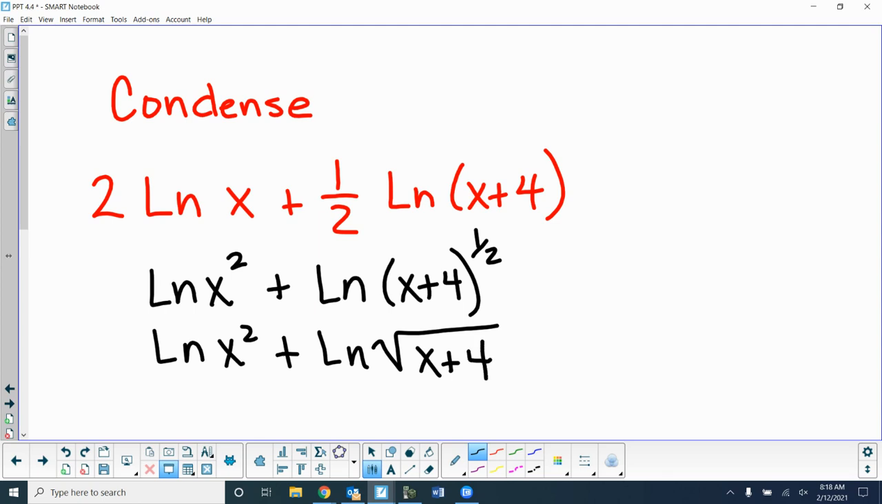I still haven't condensed it to a single log yet. If it's addition, to condense it, I'm going to change, do what with these two things? Addition is multiplication. Multiplication, when we expand, is addition, right? So this answer would be ln, natural log of x squared times x plus 4. So this is what it started out as. That's what it is, condensed to a single log.